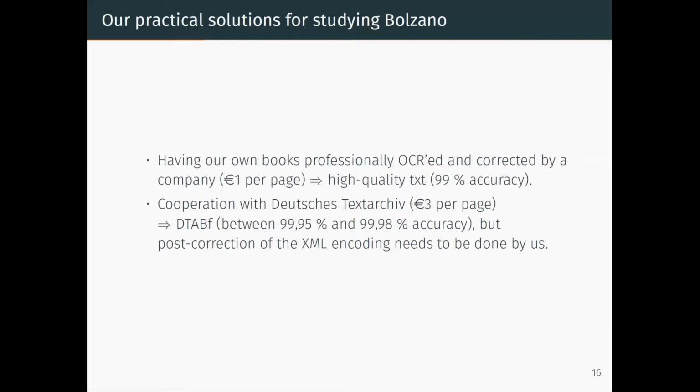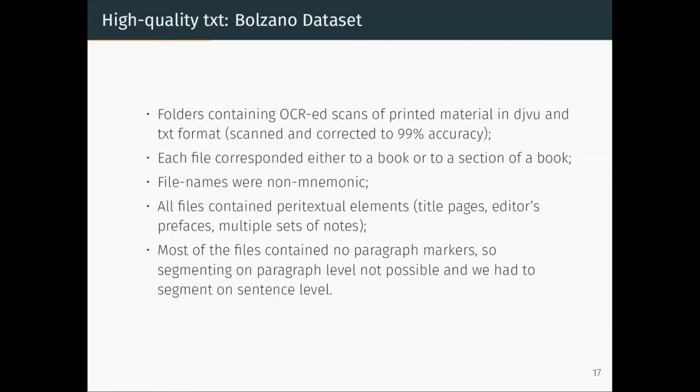And to give an idea, for example, for Bolzano, we have a large part of his works, and that's about 11,000 pages. So we're talking about a lot of money for us. So the first route that we follow: if we obtain high quality TXT, what do we have then?